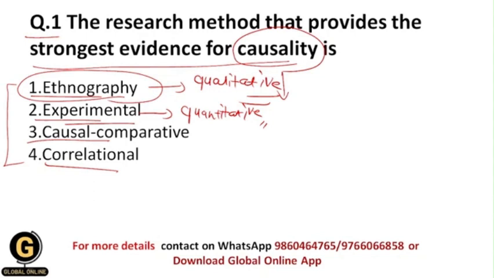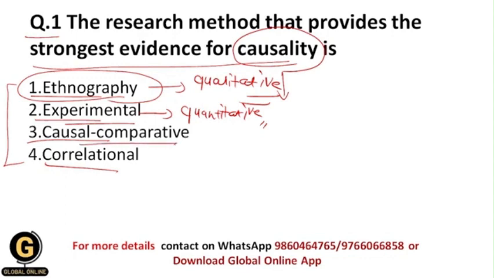So within the experimental method, we test the cause and effect relationship between the variables, and basically we get the strongest evidence in this kind of research, because we test the hypothesis by using different statistical techniques, and finally we get the results based upon our observations and proper evidence. That's why the experimental method gives us the strongest evidence for causality, that is, the cause and effect relationship between the variables.